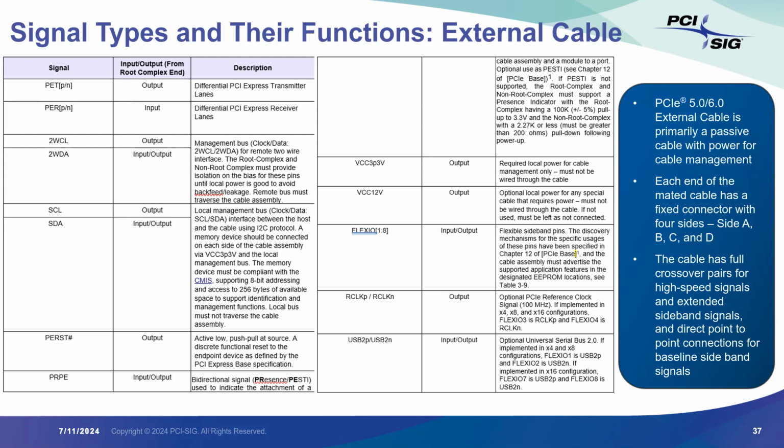And you still have the allocation of flexible sideband pins that can be used for different functionality in different systems. One of the differences with the external cable compared to the internal cable is that these cable assemblies often have an EPROM inside of the module, which enables advertisement locally at the port level, as opposed to having to do the advertisement and discovery across the entire cable.